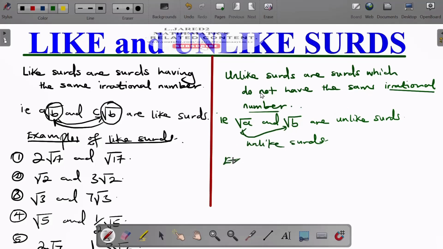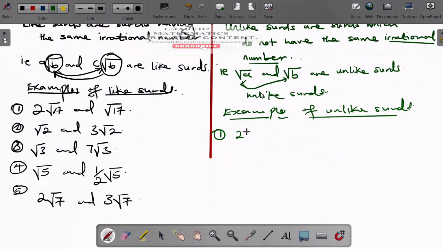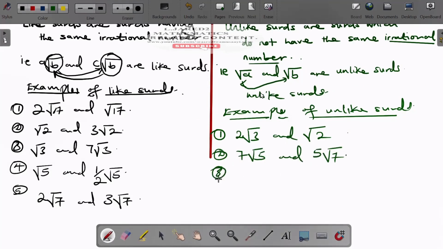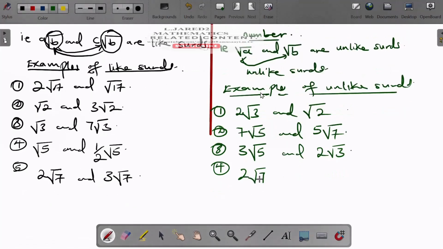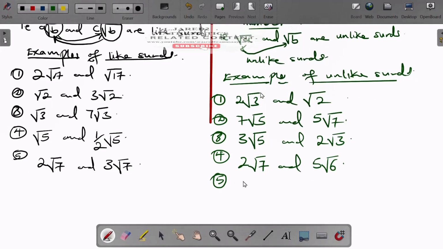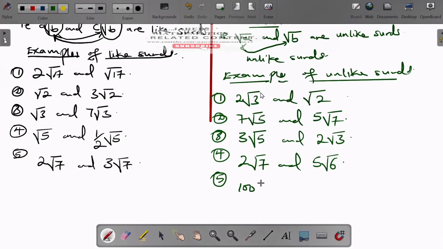We can have examples of unlike surds. Number 1, 2 root 3 and root 2 are unlike surds. Number 2, 7 root 5 and 5 root 7 are unlike surds. Number 3, we can have 3 times square root 5 and 2 square root 3. They are unlike surds. Number 4, 2 root 7 and 5 root 6 are unlike surds. Then the last one, maybe 100 root 2 and root 3 are unlike surds.